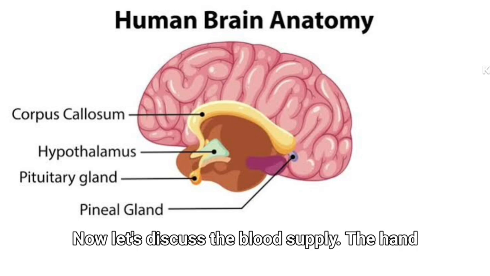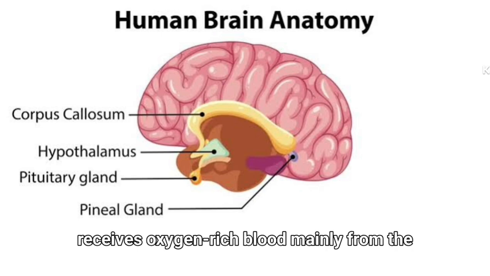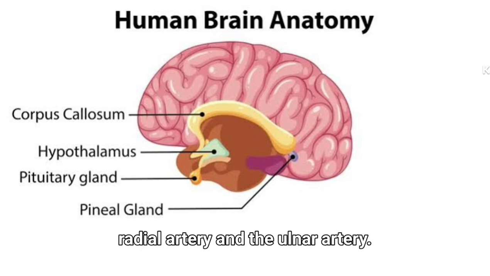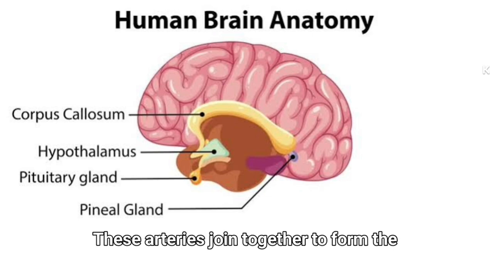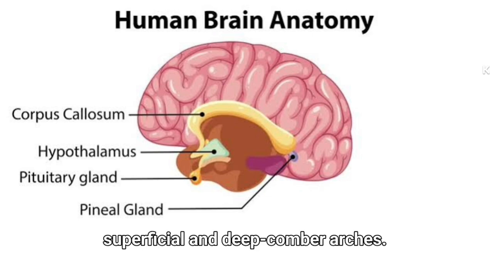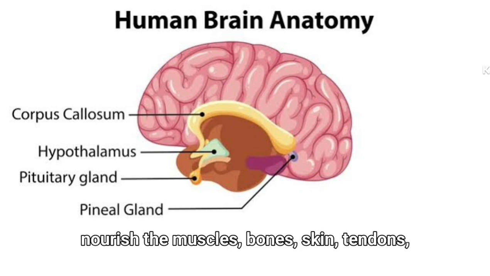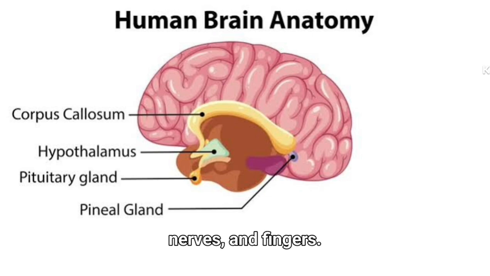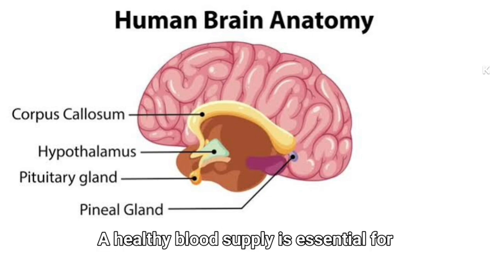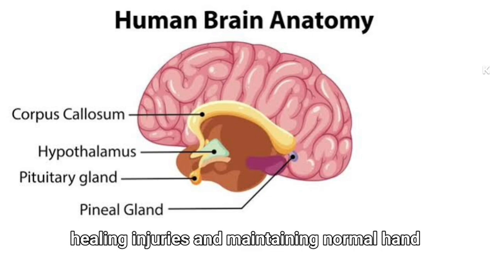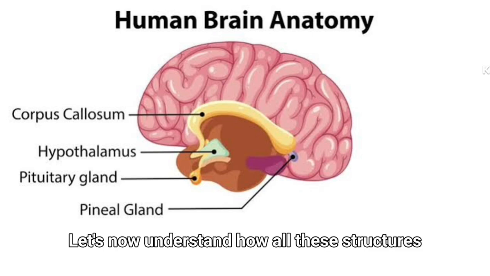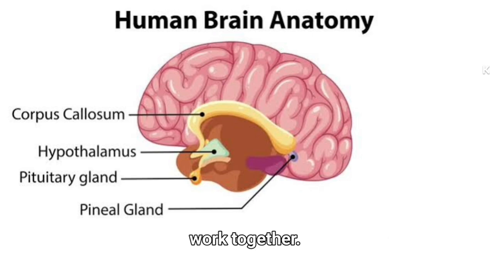Now let's discuss the blood supply. The hand receives oxygen-rich blood mainly from the radial artery and the ulnar artery. These arteries join together to form the superficial and deep palmar arches. Smaller branches extend from these arches to nourish the muscles, bones, skin, tendons, nerves, and fingers. A healthy blood supply is essential for healing injuries and maintaining normal hand function. Let's now understand how all these structures work together.